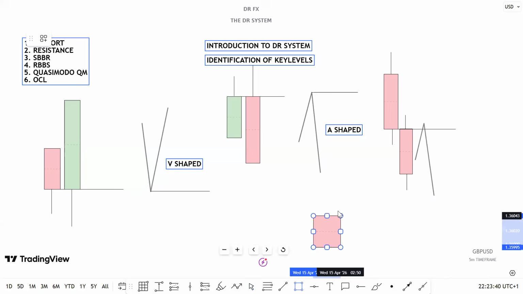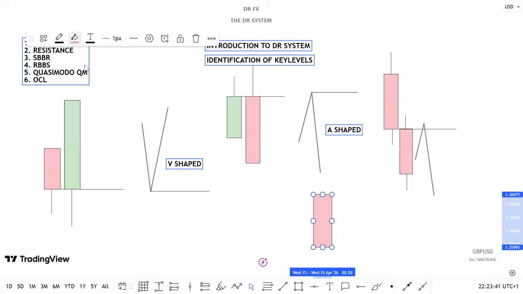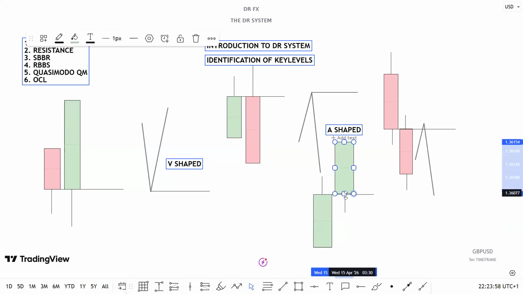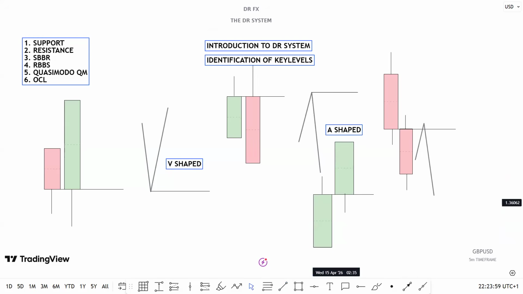Then the one you use for buy is the same thing, but it's going to be green color. You use it for buy like this. Then you have wicks like this. Then this is an OCL you are going to use for buy. So all these are decision points in the market, right?